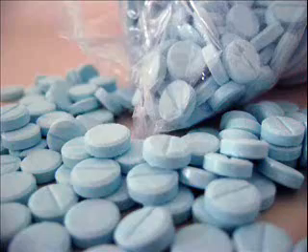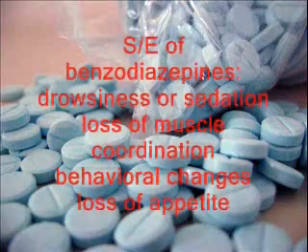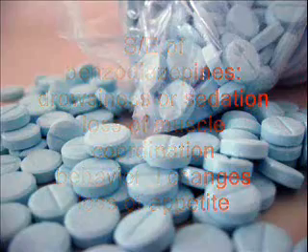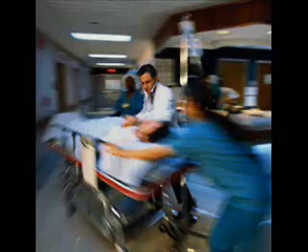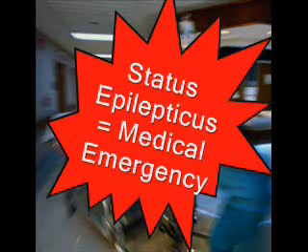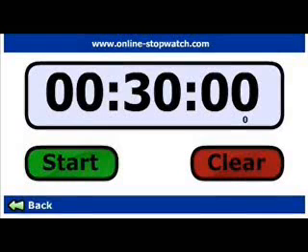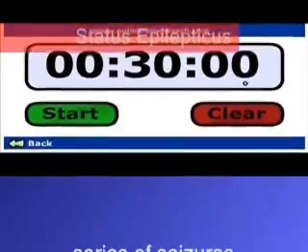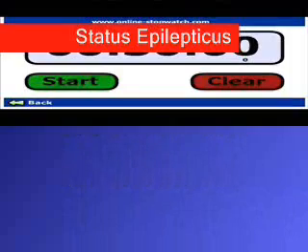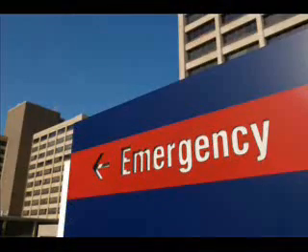Family members should be aware of the most common side effects of benzodiazepines, which include drowsiness or sedation, loss of muscle coordination, behavior changes such as nervousness, confusion, or aggression, and loss of appetite. Ending these types of repetitive seizures can prevent status epilepticus and other problems associated with prolonged seizures. Status epilepticus is defined as a continuous seizure that lasts more than 30 minutes, or a series of seizures from which the child does not regain a premorbid level of consciousness. Pharmacological interventions can help families avoid emergency room visits.